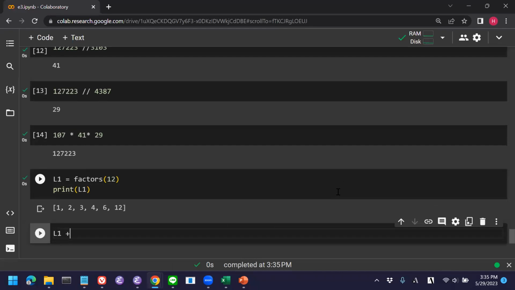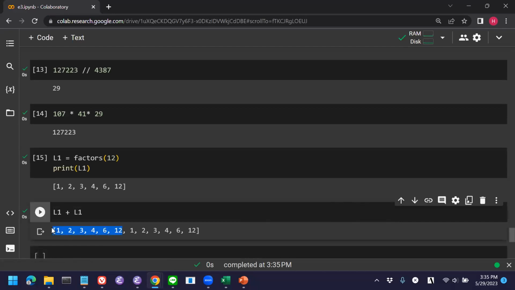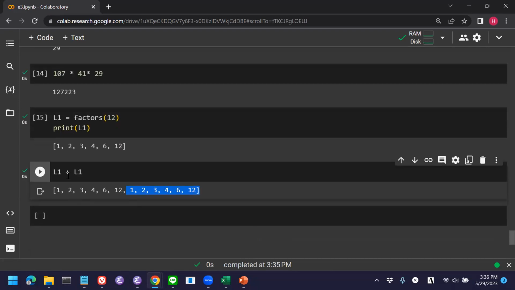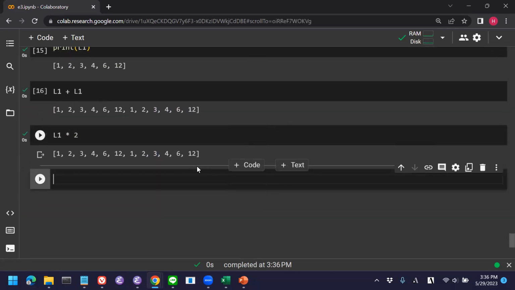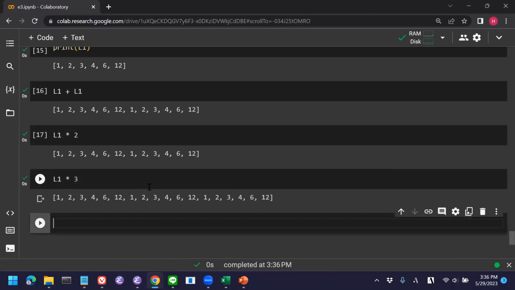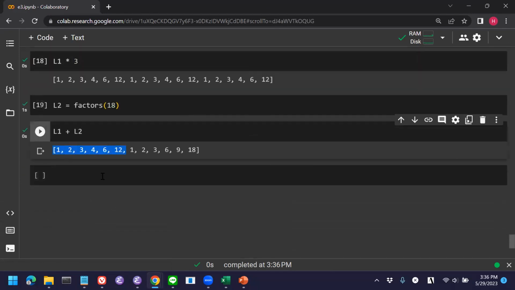Actually, you can add L1 plus L1. What do we get? It's just a concatenation of two lists. The first half is L1, and the second half is also L1. Or this can be written as L1 times 2, the same thing. You can guess what we get if you write times 3. Or, for example, let's define L2 as the factors of 18. Then L1 plus L2 is: the first half is the factors of 12 and the second half is the factors of 18.